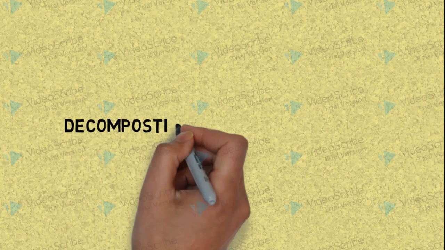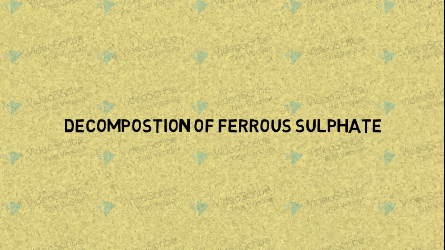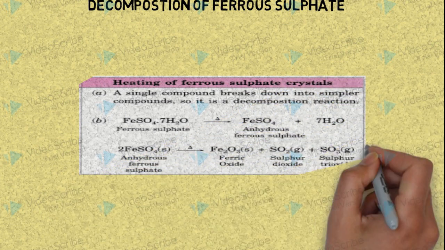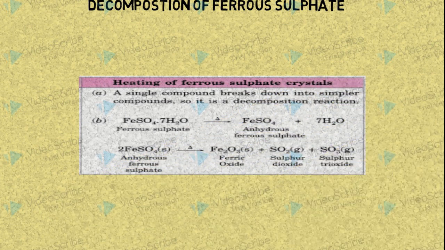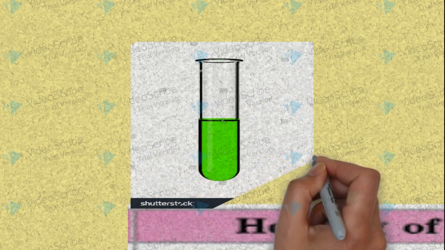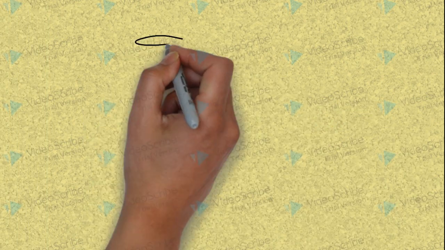Now, decomposition of ferrous sulfate. You have to identify which type of decomposition this is and comment it in the comment box. So first, take ferrous sulfate crystals. You know, the color of ferrous sulfate crystals is green. When you heat these green ferrous sulfate crystals, the solution becomes colorless.